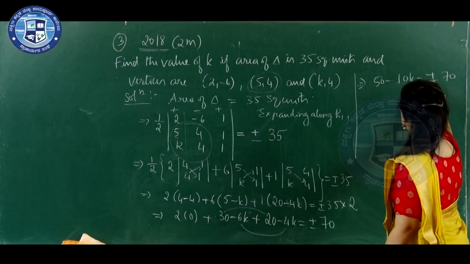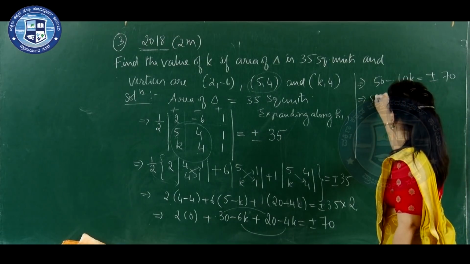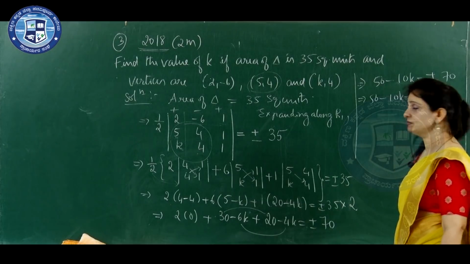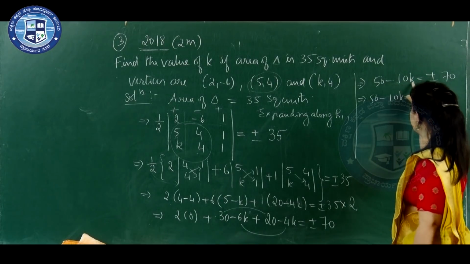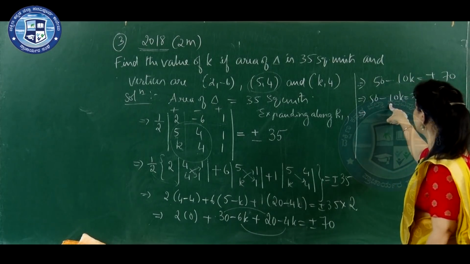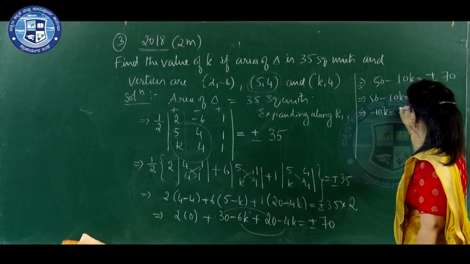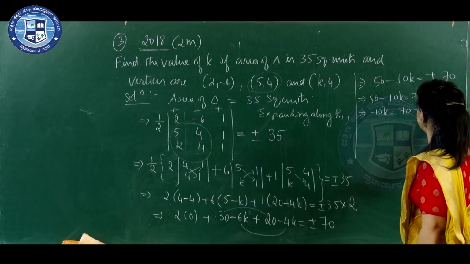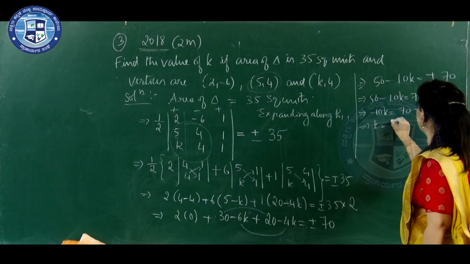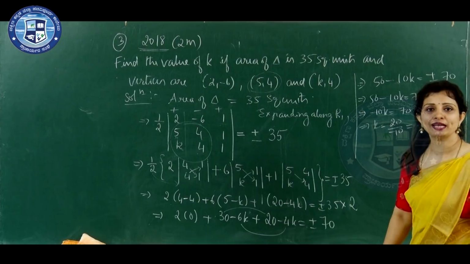Here since you have plus 70 as well as minus 70, we write the two equations. That implies 50 minus 10k is equal to 70 is the first equation, and next is 50 minus 10k is equal to minus 70. So, if you take 50 minus 10k as plus 70, the answer will be minus 10k is equal to 70 minus 50, that is 20. So, k is equal to 20 by minus 10 is minus 2. First value is k is equal to minus 2.